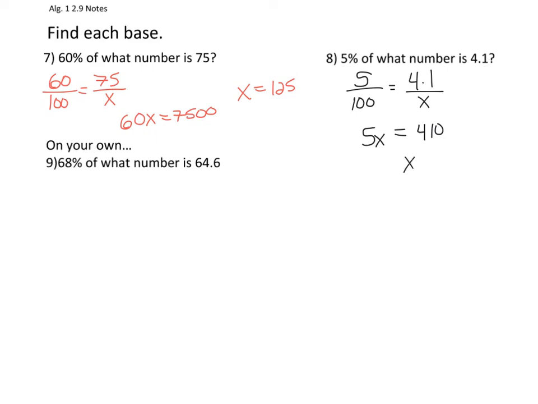So 82 is the number we were looking for, the base. So 5% of 82 is going to be 4.1.